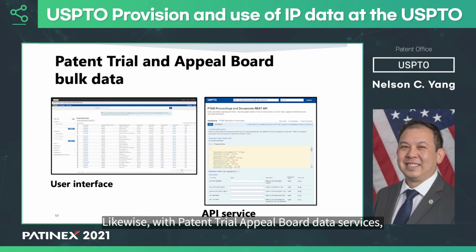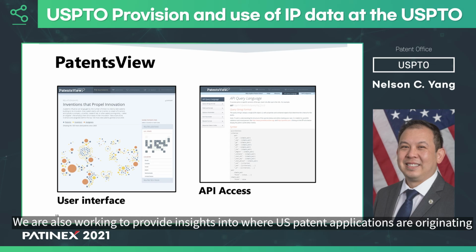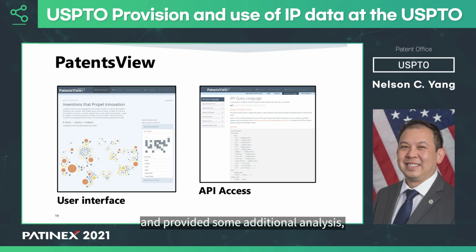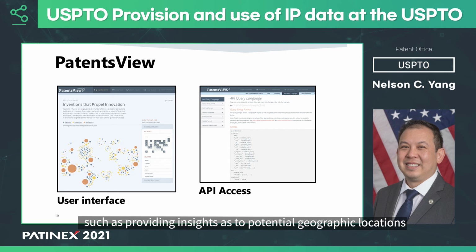Likewise, with Patent Trial and Appeal Board data services, we allow users to view and access PTAB proceedings through their own systems that can call our PTAB APIs. We are also working to provide insights into where US patent applications are originating. This PatentsView system is a service where we have taken the data we have and provide some additional analysis, such as providing insights as to potential geographic locations of US applicants, as well as some additional information.